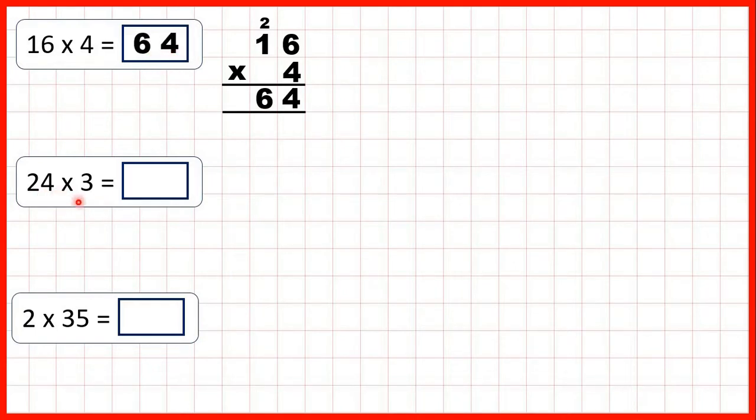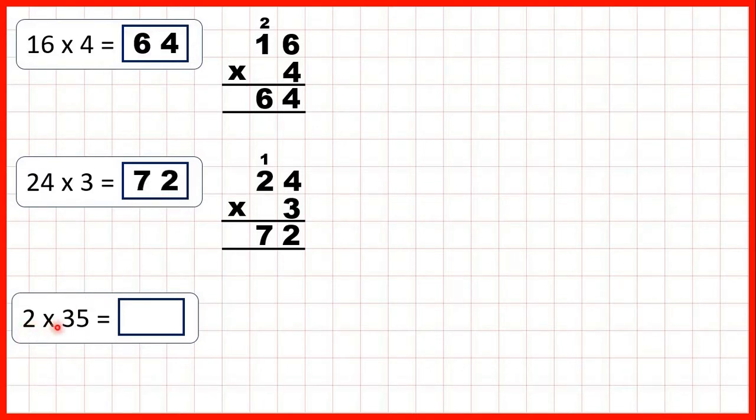Now 24 times 3. We set the question out in the same way and again start by multiplying our ones digit. 4 times 3 is 12, but that's a 2-digit number, so we write 12 as 1, 2, again with the first digit above the next place value column along. Now onto our tens. 2 times 3 is 6, plus 1 is 7, so our answer is 72.